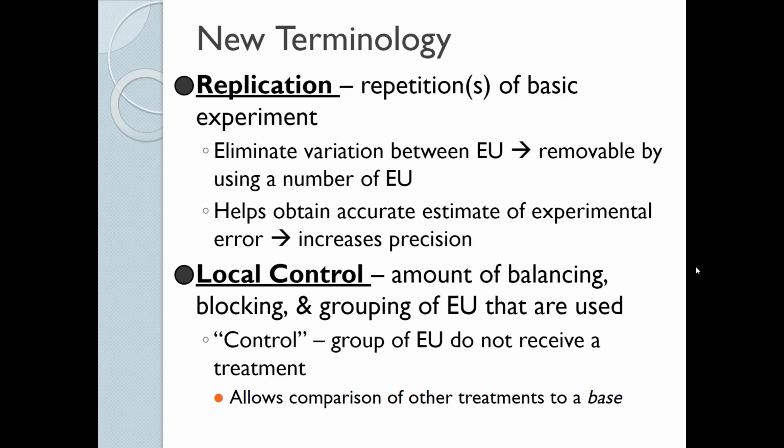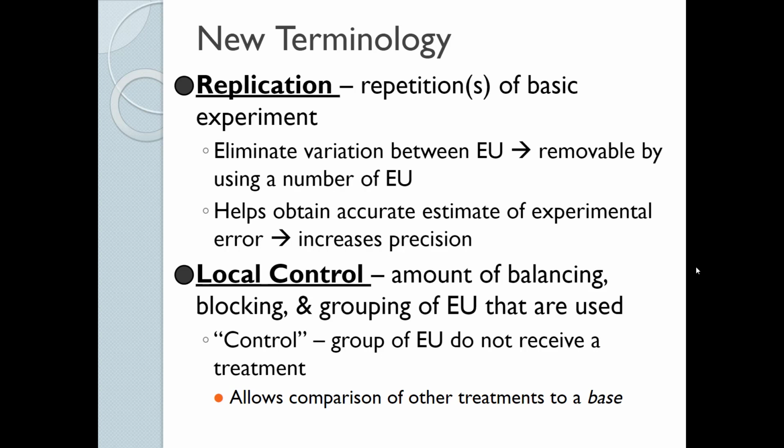The second principle of experimental design was replication, and this is the repetition of an experiment. So how many times an experiment is replicated. And replication is really important because it will reduce that variation that we see between experimental units. Okay, so we can actually decrease the variation that we see between experimental units by having more experimental units and more replication in a study. So this will help us obtain really accurate measurements of experimental error, or how effective our treatments are actually being. And so this helps to increase the precision of a research project.